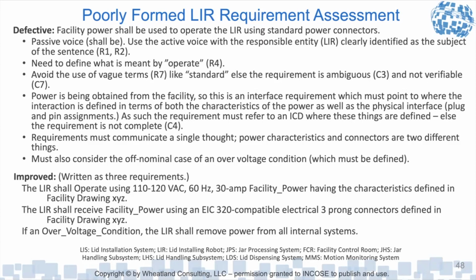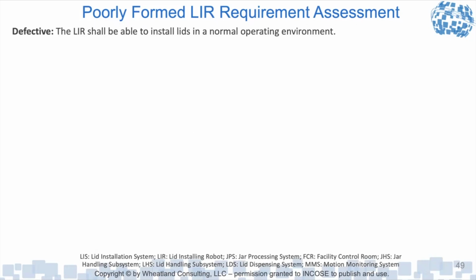The LAR shall receive facility power using IEC 320 compatible electrical three-prong connectors defined in facility drawing XYZ. If an overvoltage condition occurs, the LAR shall remove power from all internal systems. The LAR shall be able to install lids in a normal operating environment.